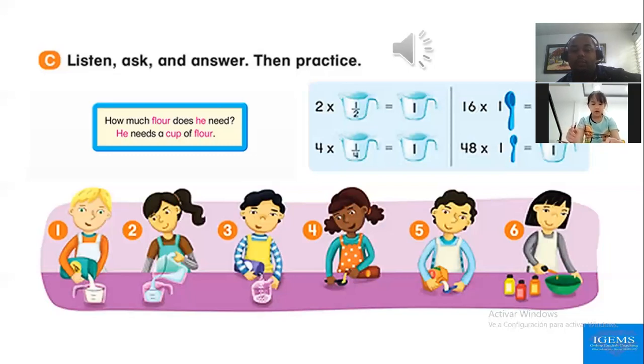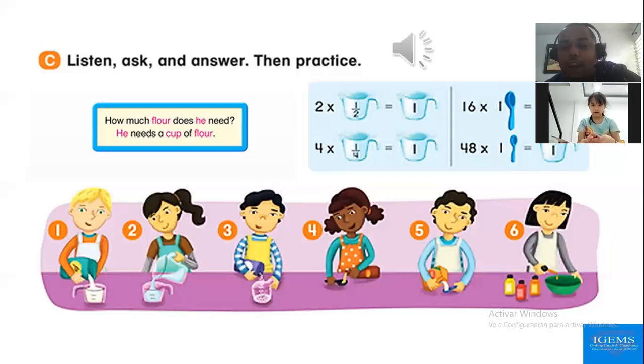Number two. How much water does she need? She needs 2 cups of water. Number three. How much salt does he need? He needs 1/4 cup of salt. Number four. How much tablespoon of cooking oil does she need? She needs 3 tablespoons of cooking oil.